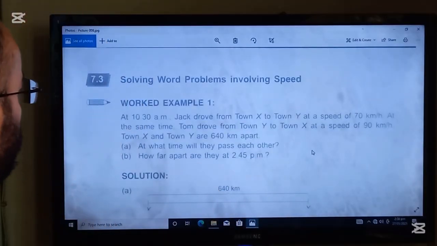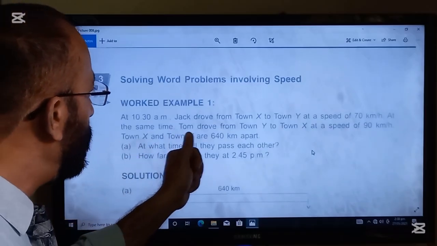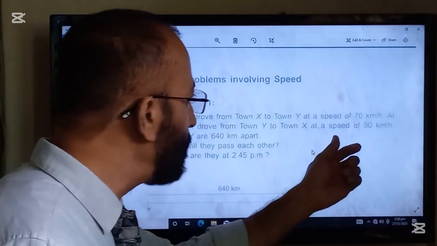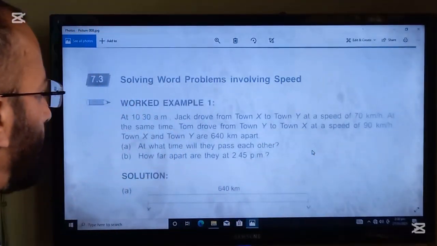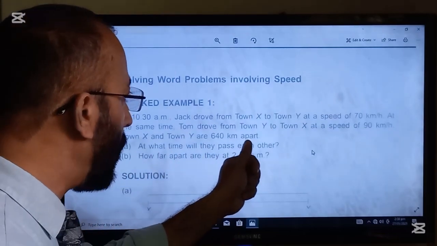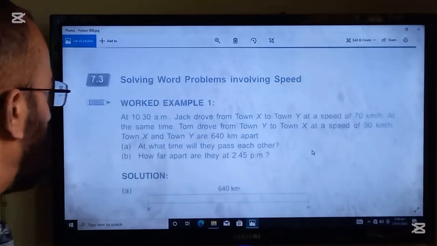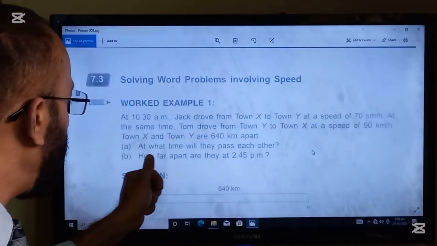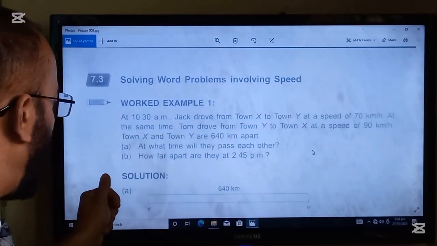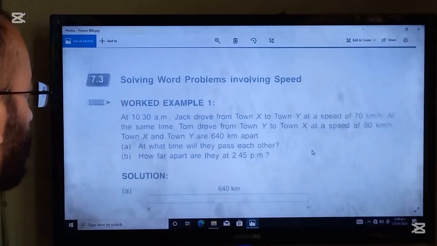Here is a question. At 10:30 a.m., Jack drove from town X to town Y at a speed of 70 km per hour. At the same time, Tom drove from town Y to town X at a speed of 90 km per hour. Town X and Y are 640 km apart. A part's requirement is, at what time will they pass each other?